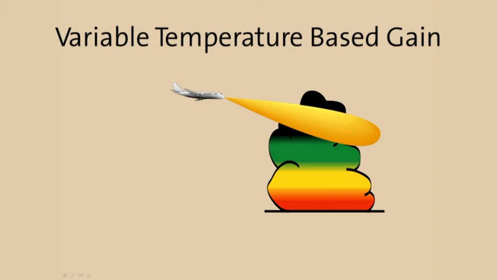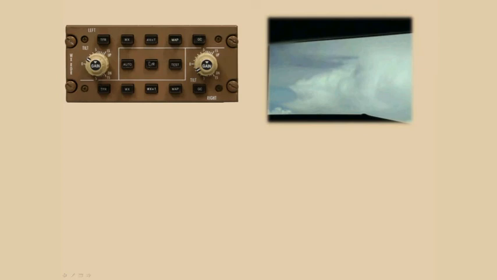In auto mode, MultiScan uses an automatic temperature-based gain to reduce this threat. As the aircraft climbs and the outside air temperature decreases, the radar automatically increases gain to compensate for the lower reflectivity of upper-level thunderstorms. So let's see how this works in actual operating conditions.